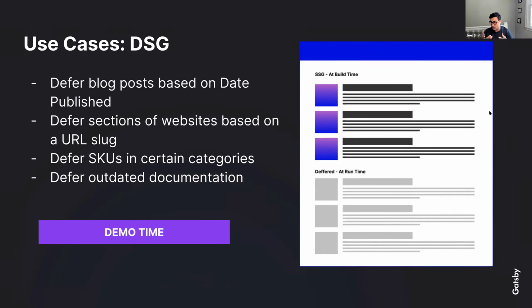Using the createPages API, and the file system routing API as well, you can use logic to determine that. If the slug of this post is older than a particular date, you can do it based on the slug stem. So if I've got something in this category, but not that category, you can pick different methods to choose which pages will be deferred and which ones won't. So again, date published, sections of the website. Maybe you've got certain SKUs and certain categories on your e-commerce site. You've got outdated documentation, but you need it for SEO purposes. You can defer all that and not pay the build tax on that every time.